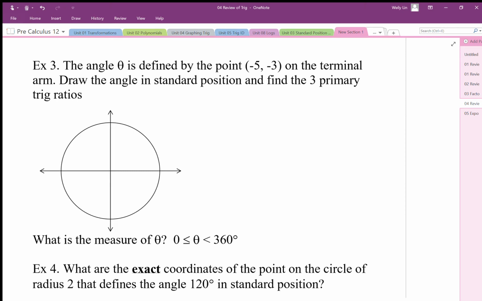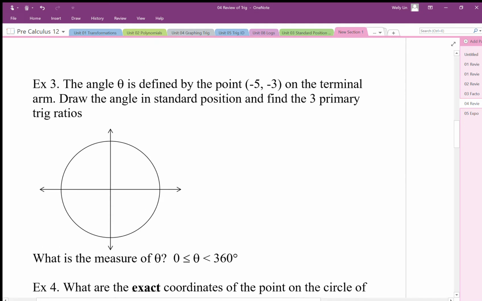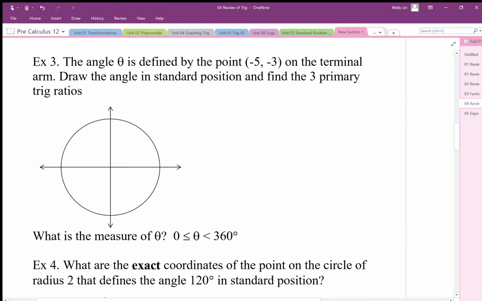So it says here that the angle theta is defined by the point -5, -3. Again, it's important to understand that the angle defines a position. So the coordinate defining the same position is just another way to define that same angle. I'm going to draw that point in. So -5, -3. That's going to be in quadrant 3, and maybe it's going to be somewhere about here.